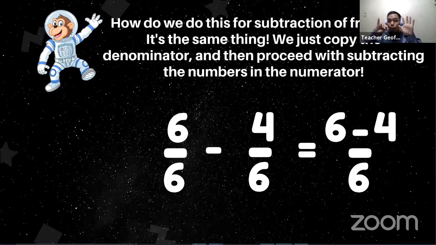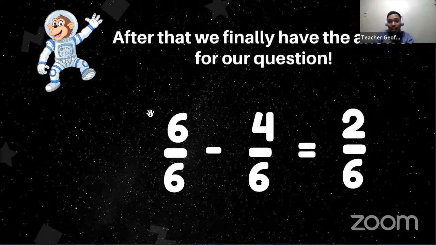We subtract 4 from 6, right? So 1, 2, 3, and 4. That's right, Joseph. You got it right. So that means we will just have the final answer of 2/6.